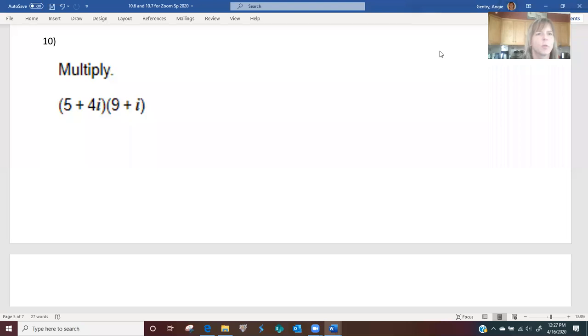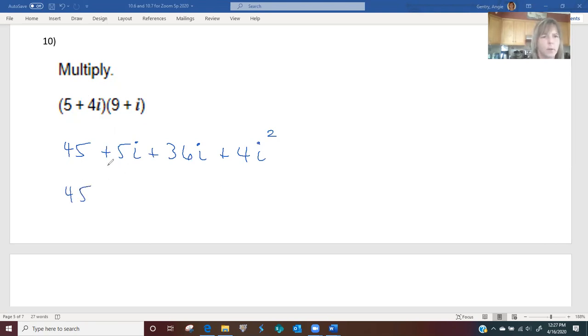Okay, so now we're going to multiply, and this is just like foiling back in the previous chapters. So first, 5 times 9, and then the outer and the inner, and then the last is 4i times i, so 4i squared. So this is where you have to be a little bit careful. Okay, so 45, I have 5i and 36i is 41i.